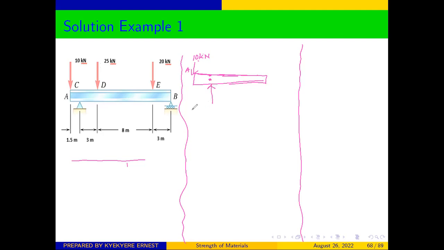And we are told that it's a pin support, but the X component will be 0. Therefore, we only have CY because there's no force in the X axis. And the distance from this to that is 1.5. And there's another force applied here, B, which is 25 kilonewtons. And there's another force, 20 kilonewtons applied at this side.